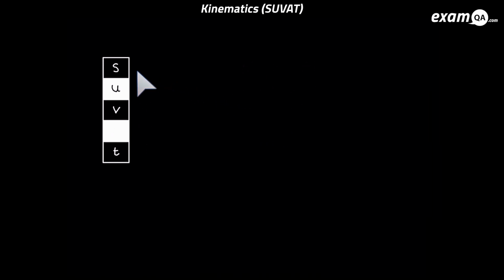Okay, so let's move on to another one. This time we've got S, U, V, and T. Which formula has these 4 letters in it? Take a moment, pause the video and write it down. And this is the formula you should have said. S equals U plus V over 2, all times T.